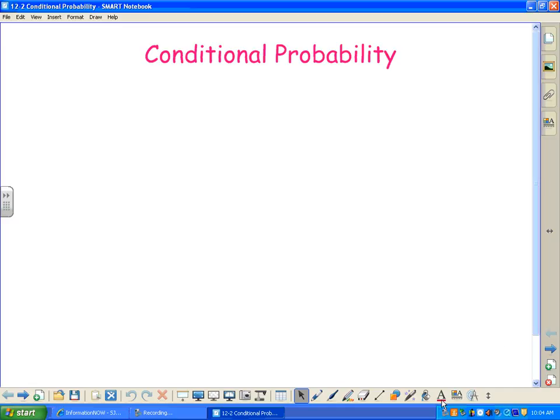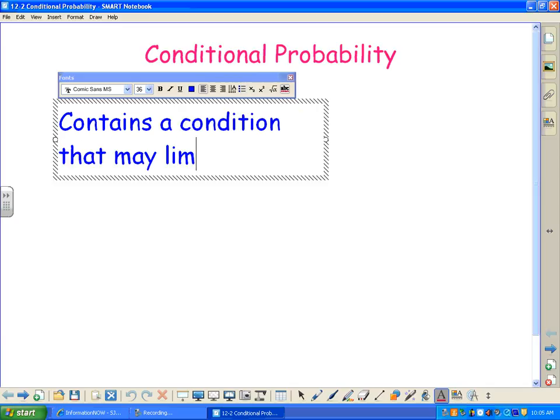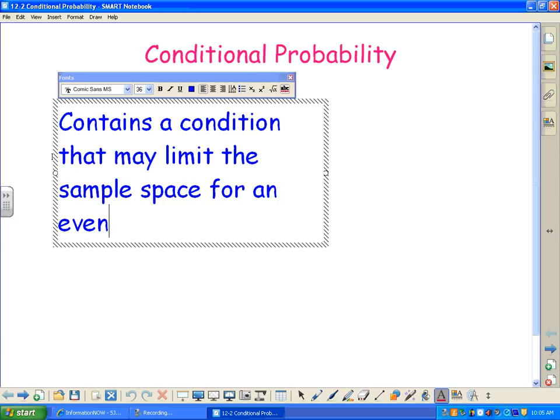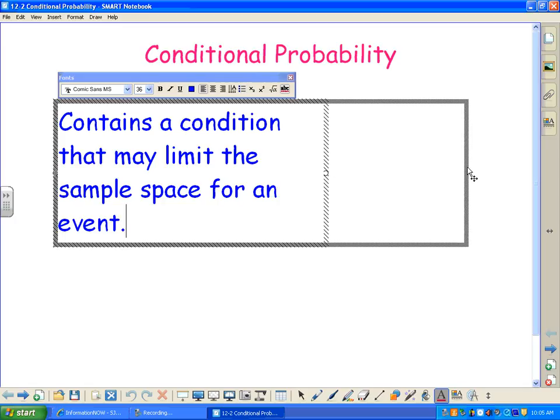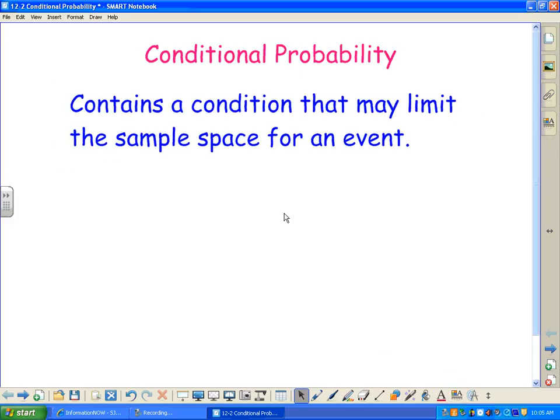And first of all, what conditional probability means is it contains a condition that may limit the sample space for an event. So it contains a condition that may limit the sample space for an event. That's what conditional probability means.